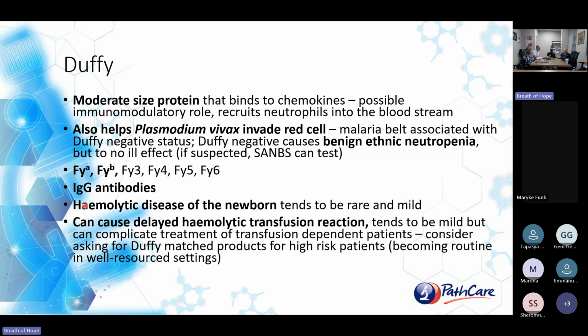Being a protein, they predominantly make IgG antibodies, and they're associated with hemolytic disease of the newborn, and they can cause delayed hemolytic transfusion reaction. And because of this, in well-resourced settings, they provide Duffy-matched products, especially for your high-risk patients who are from that malaria risk belt.